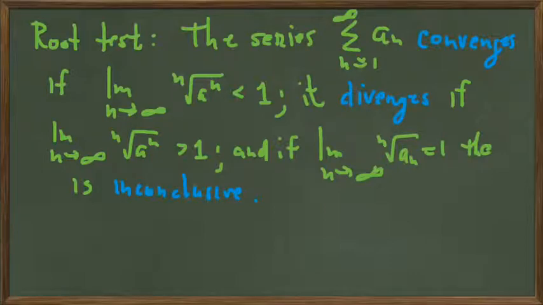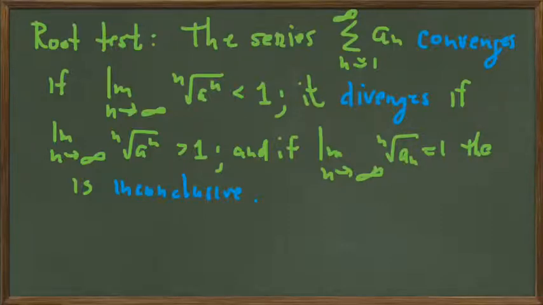So the root test simply says that if we look at the nth root of the terms and take the limit, and that is less than 1, the series converges. And if that limit as n goes to infinity of the nth root of the terms is greater than 1, then the series diverges. So less than 1 converges, greater than 1 diverges, and if it equals 1, the test does not give any information.